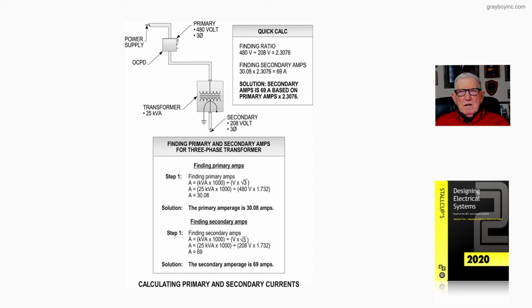But on the secondary side of it, the ratio becomes a divider. So you take 69 amps and divide it by 2.3, then you get 30.08.